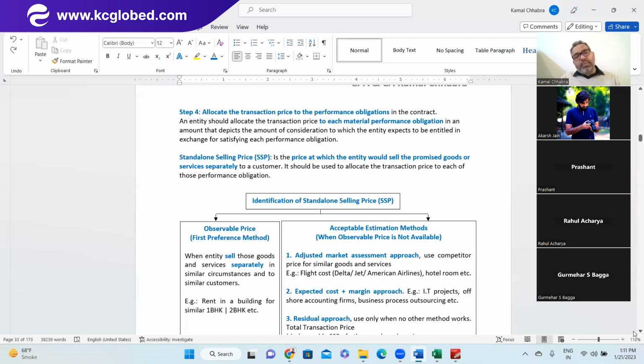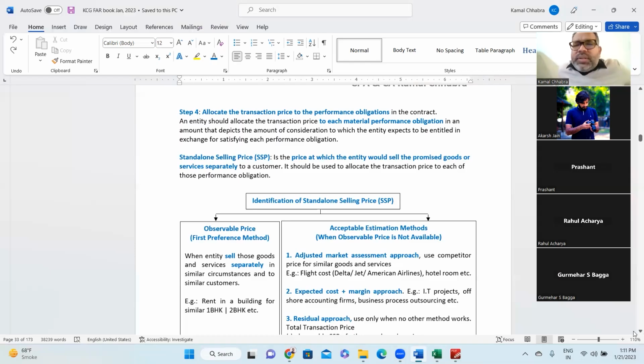One is the adjusted market assessment approach. Second is the expected cost plus margin approach. And third is the residual approach. We'll be understanding all these methods in detail. Let's first understand the observable price method, which you can say is a preferred method.